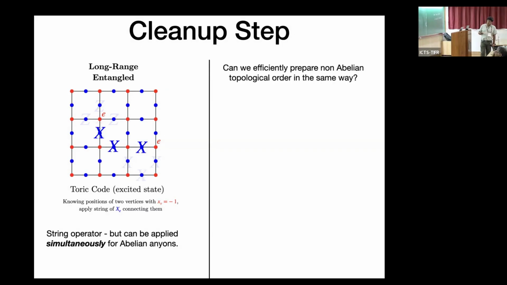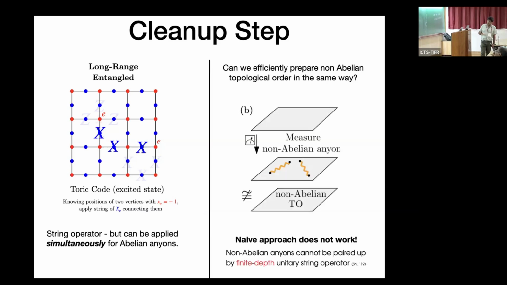Okay, so the question is, why can't we do exactly the same thing to prepare non-abelian topological order? Imagine some Hamiltonian. You start with some product state. You measure whether there are non-abelian anyons. Then you find some of them, you do cleanup, and you get non-abelian topological order.